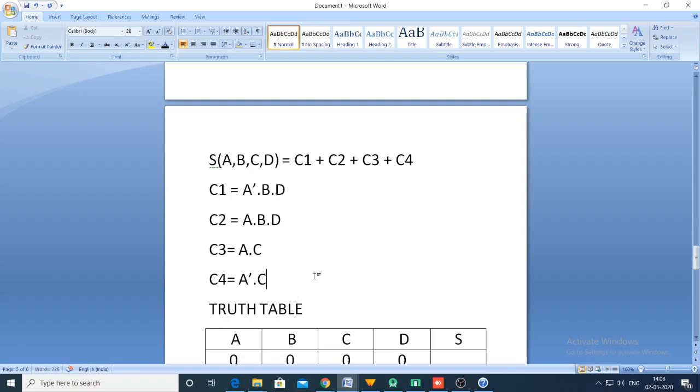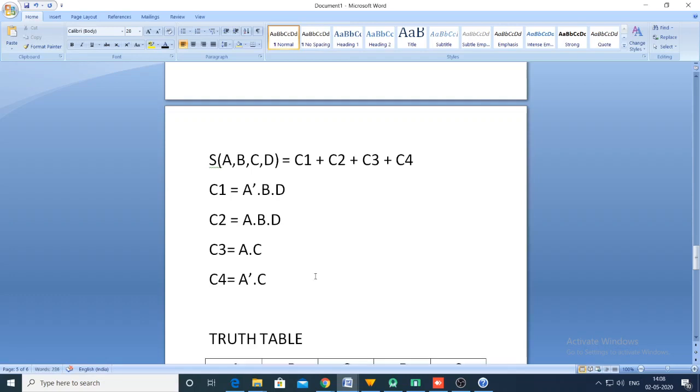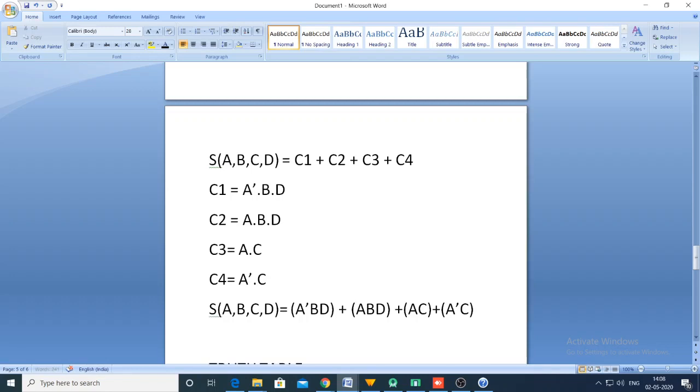Okay, so the resultant expression is S of A, B, C, D is equal to A bar B D plus A B D plus A C plus A bar C. Okay, so this is the sum of product expression.